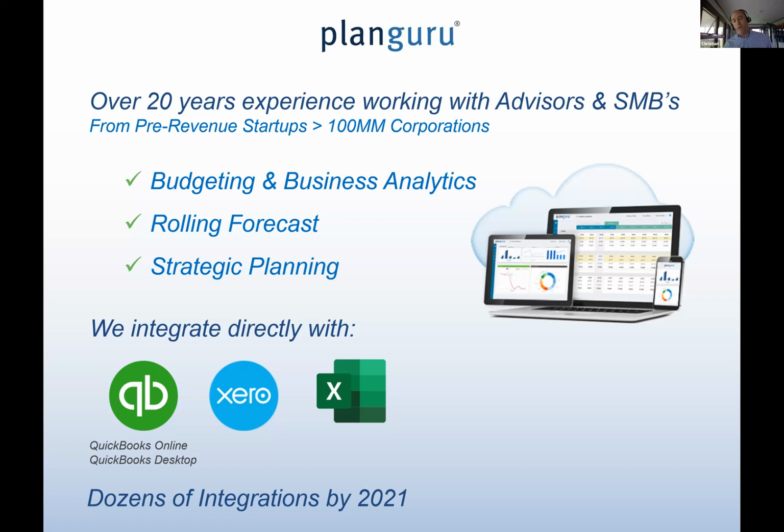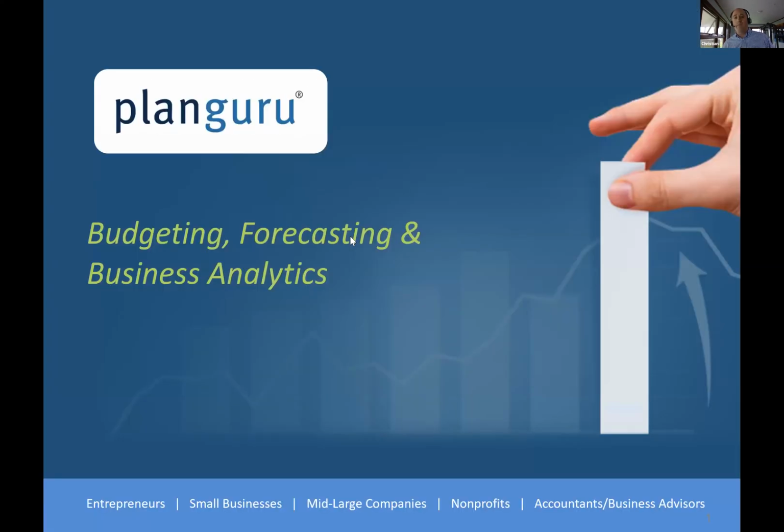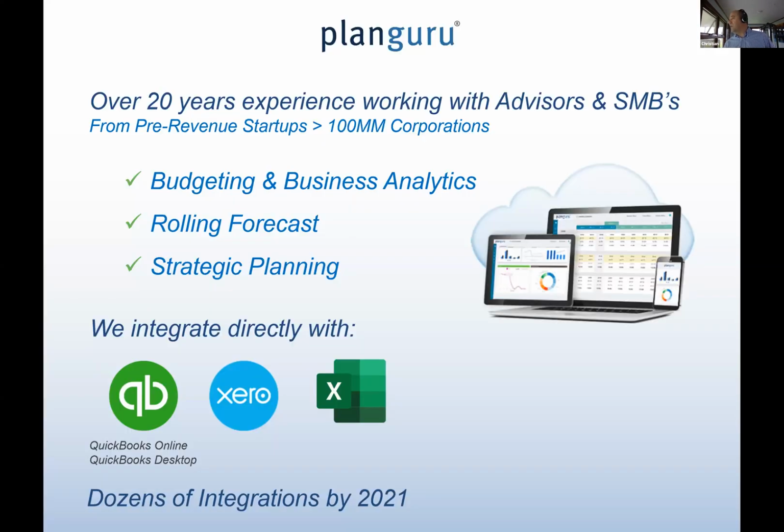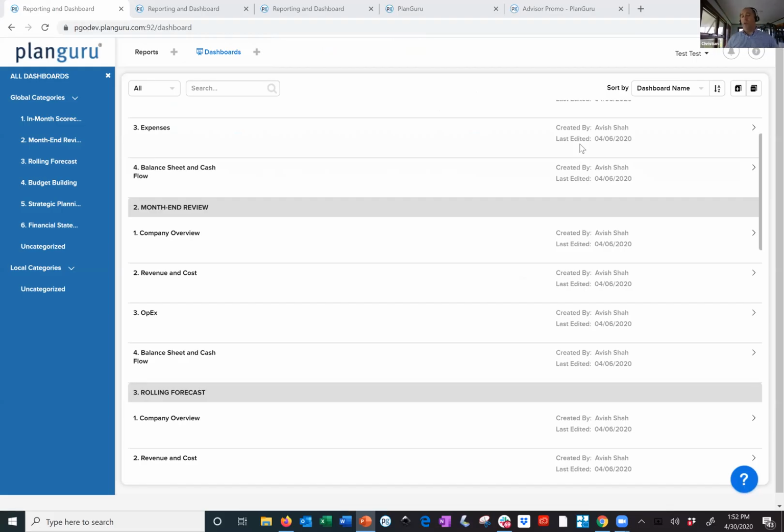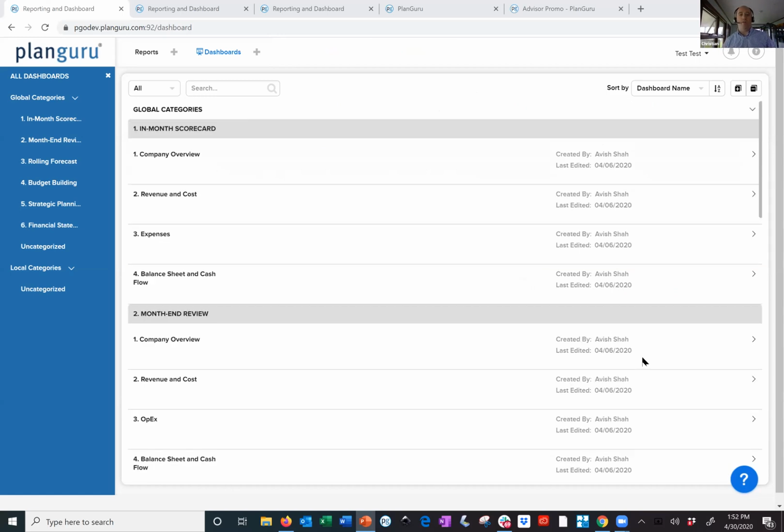We integrate with QuickBooks. We integrate with all QuickBooks products, Xero and Excel. And we're going to have a whole lot more integrations by 2021. So if I end my slideshow here. A typical monthly meeting with your client in Plan Guru is going to start reviewing the historicals, right? Reviewing the data that's happened in the past.